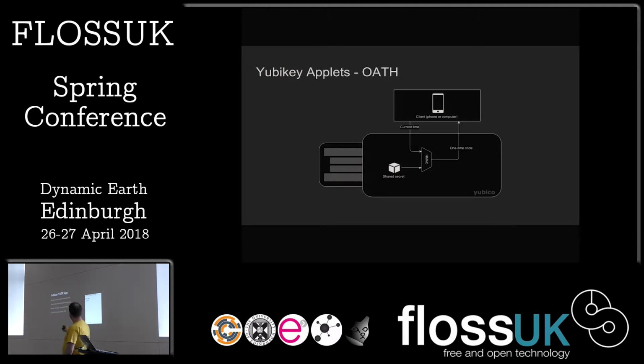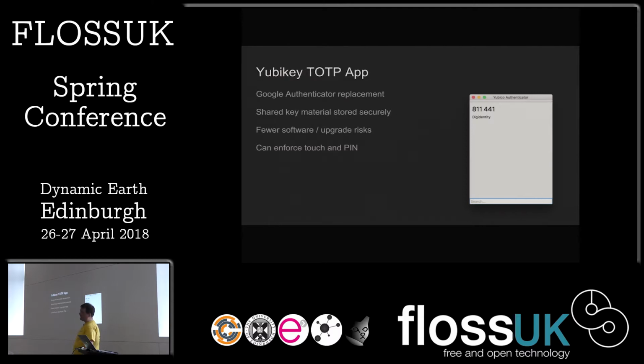So this is the thing we're talking about. This is the one-time password app. The key material, on your side, is stored securely. You don't have the same software upgrade risks, the same hardware upgrade risks. You can also enforce having to touch the button on the YubiKey and also optionally provide a PIN. So your key material is protected by YubiKey's hardware and by enforcement of a PIN, and you only get a code when you actually touch the key. So again, it's all proving that a human being is present. It doesn't prove it's your human being, but it's a human being at least.